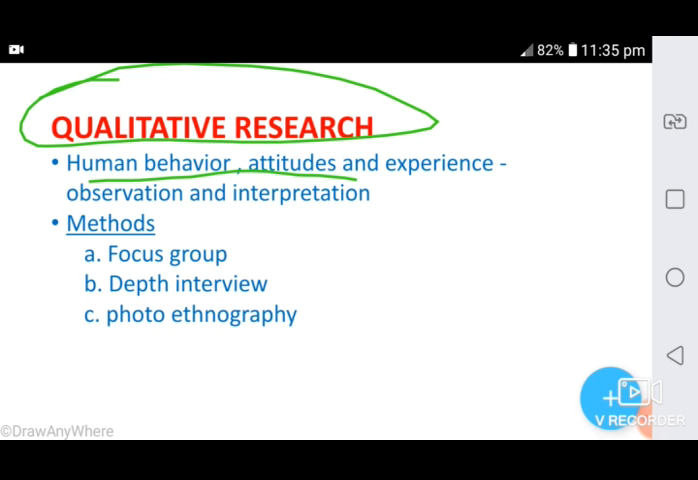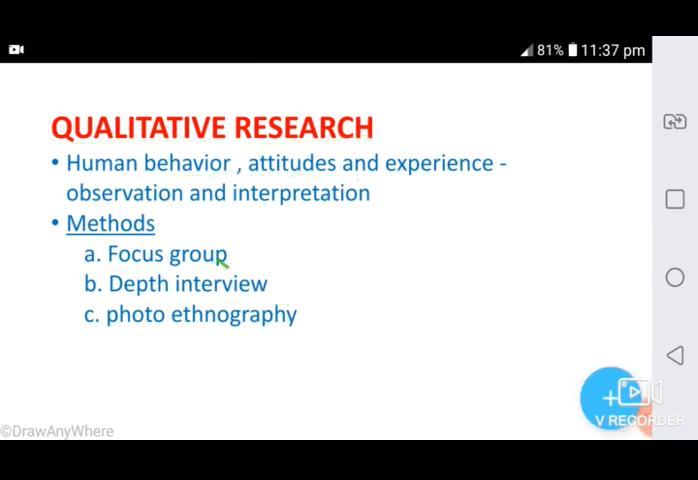Then certain methods included in qualitative research are focus group, depth interview, and photoethnography. First one, focus group. A focus group is an interview or discussion carried out by an expert moderator in a natural manner. Natural manner means unstructured manner, with a small group of respondents.